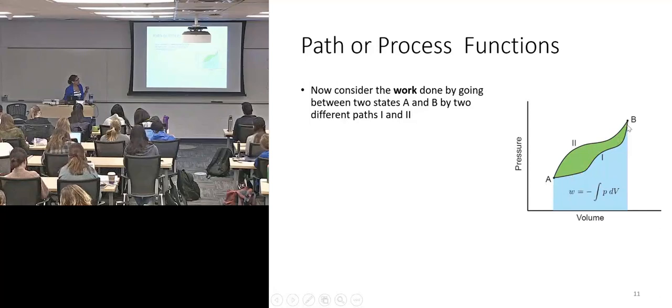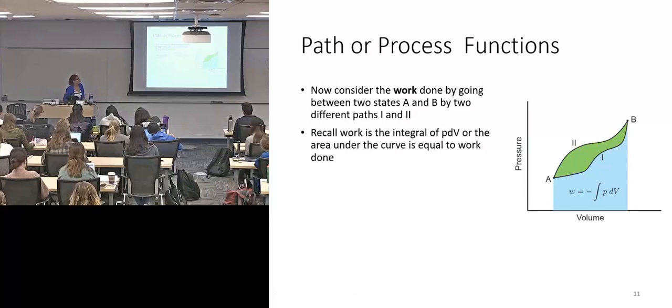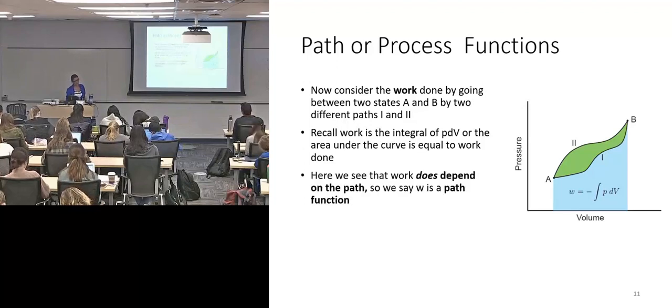But when you go back from B to A along path 2, there's more work here, there's more area under the curve, and this green area represents the difference between those two. Recall that work is the integral of the area under the curve, or P dV. So here we can see that work does depend on path. We can call it a path function. It's easy to think of it here because you can compare the size of the areas and convince yourself that yes, work depends on path.